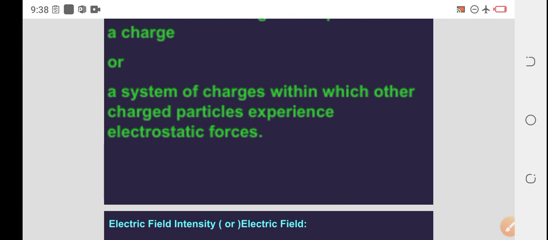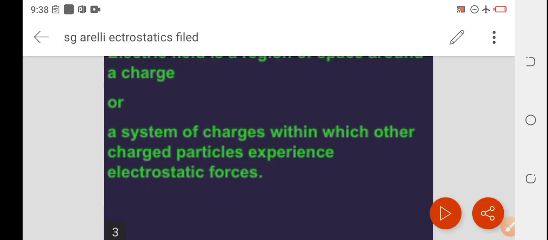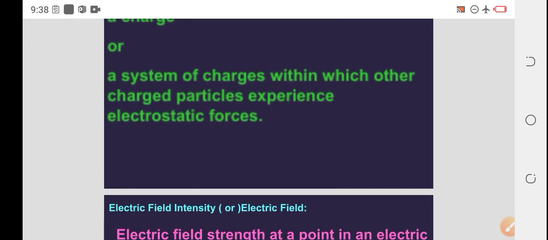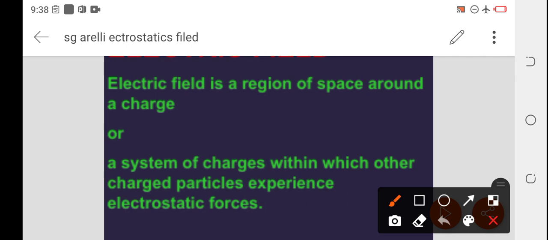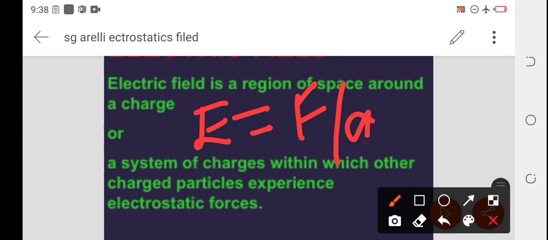Electrostatic force. So here the electrostatic force is experienced between two charges, as we discussed in the previous session. That might be attractive or it might be repulsive, and this will be called the electric field phenomenon. Here we completed the electric field definition, and simply it is E equal to F by Q. The ratio between force and charge is defined as the electric field.